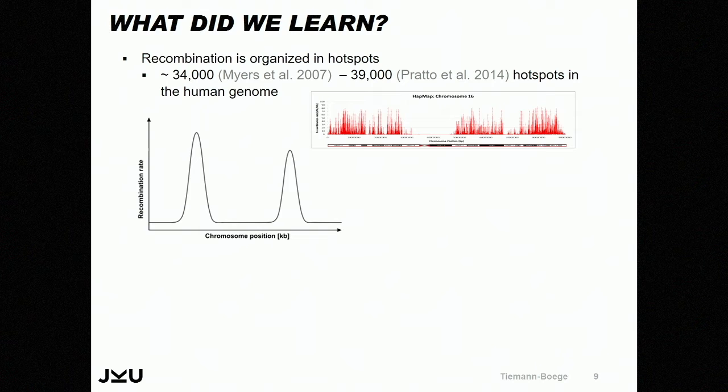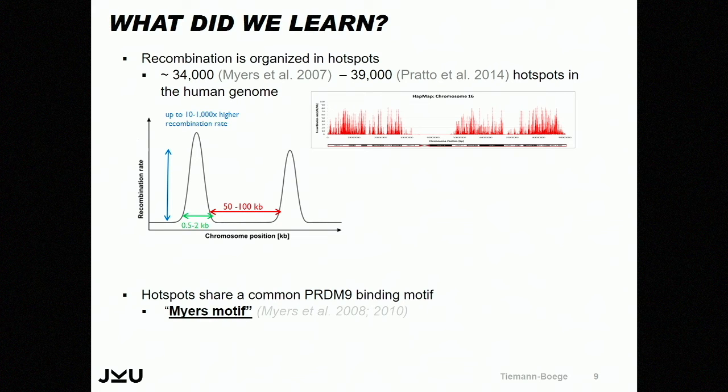What are the properties of these hotspots? Well, they're usually very small intervals, about 0.5 to 2 kb long, separated by long flanking regions that are recombinationally cold. And the rule of thumb is that you have about a 10 or more recombination frequency in these regions. I like to call the motif that is being recognized by the recombination machinery, specifically PRDM9, a Myers motif, since Simon was actually the first one to describe it, at least in humans.